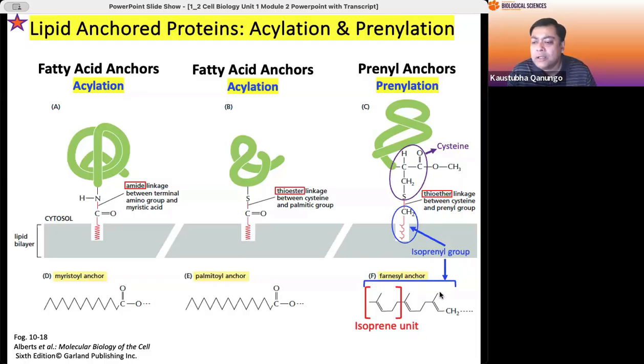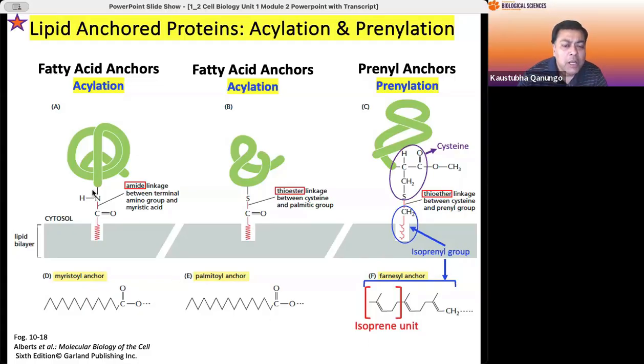Whereas here, it is an isoprenyl group. It's a farnesyl anchor, which is another isoprene unit group. You have this repeated isoprene unit, and this is isoprene-based prenylation. So this is prenylated. But both of them are acylation, because you're acylated with a fatty acid, acylated with a fatty acid, and this is prenylated by a farnesyl isoprene unit.